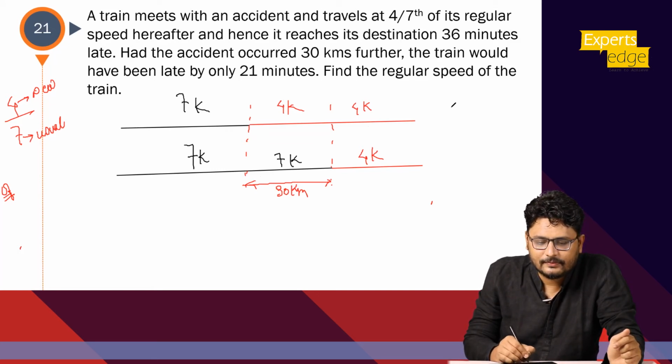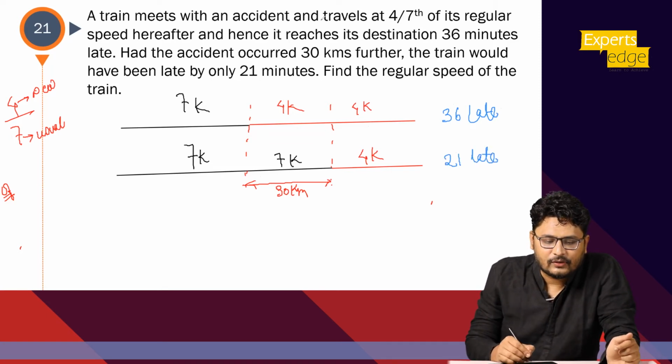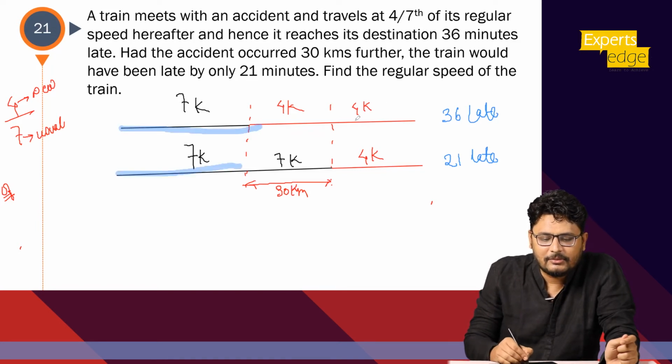He reaches 36 minutes late, whereas in this case he would have been late by only 21 minutes. Now see here, in this first scenario, would there be any change? No, because here the distance is also the same and the speed is also the same. 7k, 7k, right? Similarly this is also 4k, this is also 4k. So whatever change happened in this late time, that happened in which part?